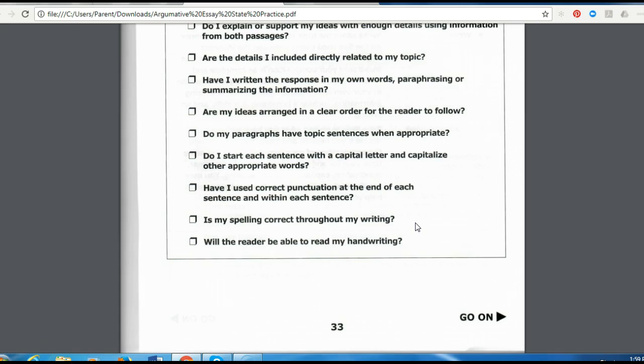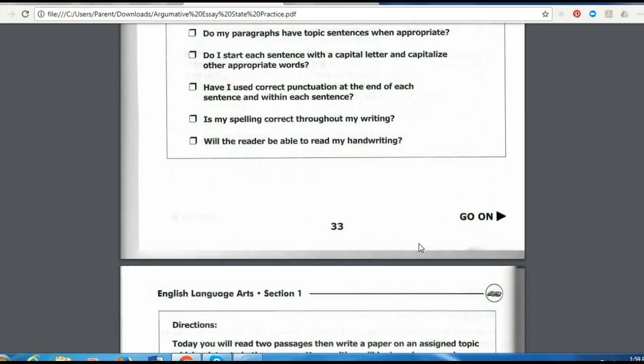Then if you run out of time at the end and you don't really have time to go back and reread the whole thing again, then you know you've at least read the paragraphs once. Will the reader be able to read my handwriting? Again, unless I find out differently, we will be using the computer for you to type for those. So your handwriting should not matter on this.